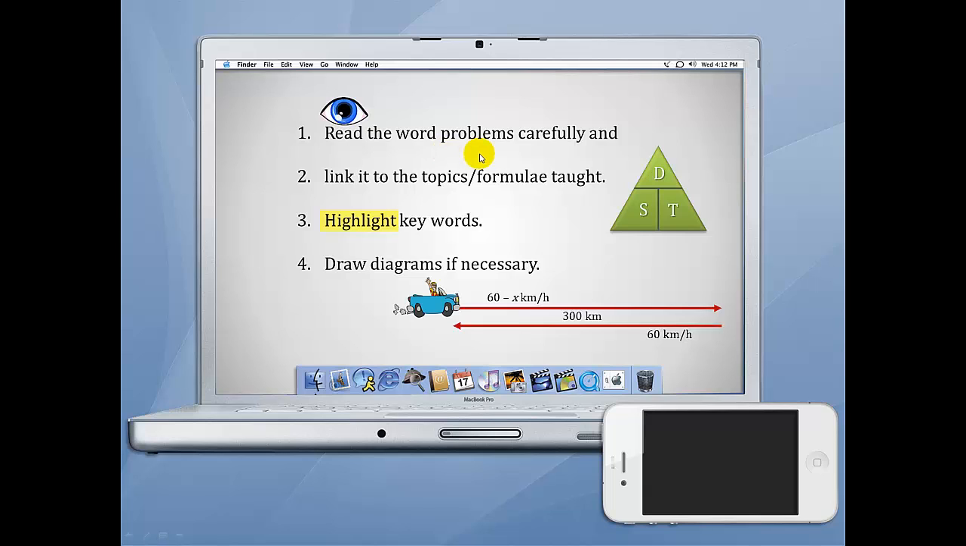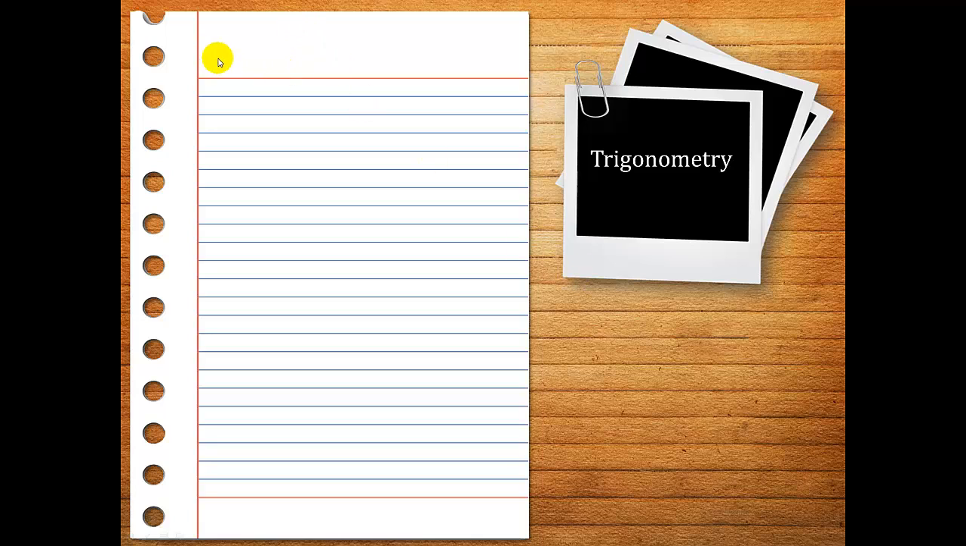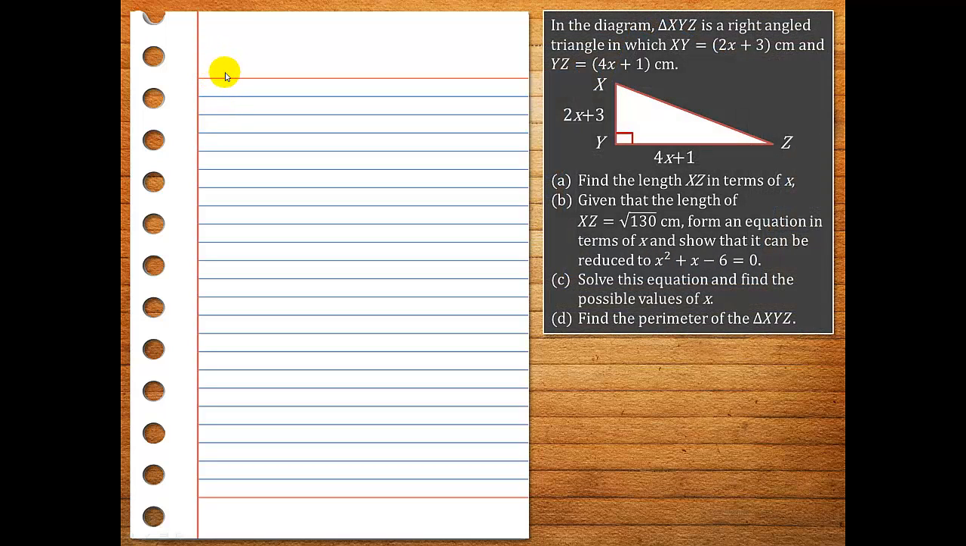Bearing this in mind, let us try to solve the following word problems. We will split the videos into 5 different parts, one for each example. In the first example, we shall look at quadratic equations involving trigonometry. In the diagram, triangle XYZ is a right-angled triangle in which XY equals 2x plus 3 centimeters and YZ equals 4x plus 1 centimeters. We shall now solve this in parts. Part A, find the length XZ in terms of x.